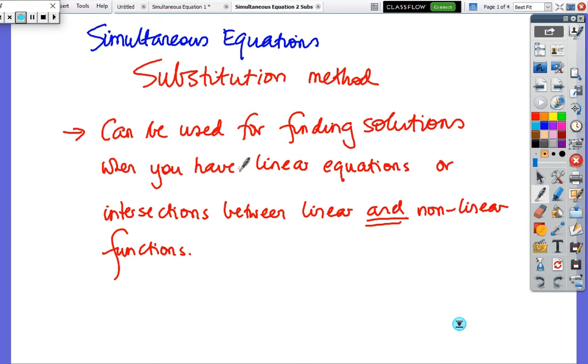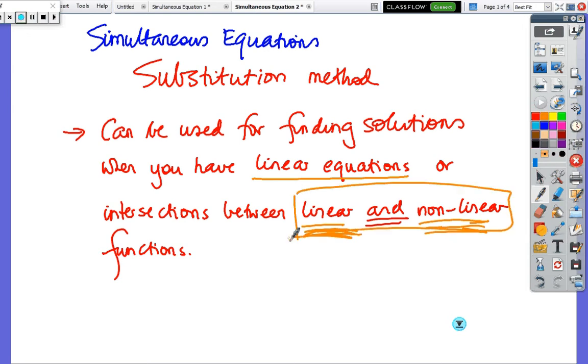Okay, so we're looking at the second method of simultaneous equations, and this one is called the substitution method. This can be used for finding solutions if you have linear equations, but it's very important when you find the intersection between linear and non-linear. So that's the better application. The elimination method is better in general, but for linear and non-linear overlapping, you have to use substitution, and we'll see that in the examples.